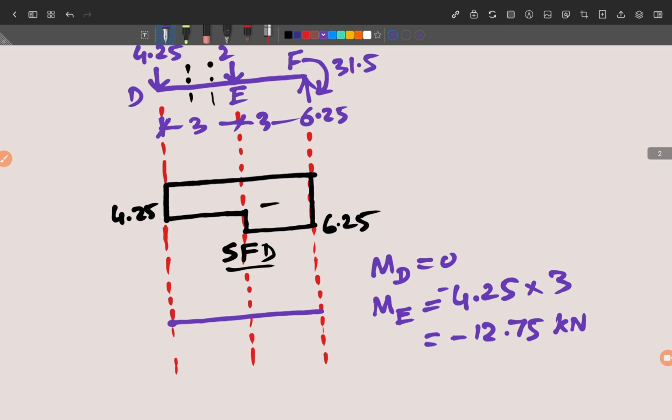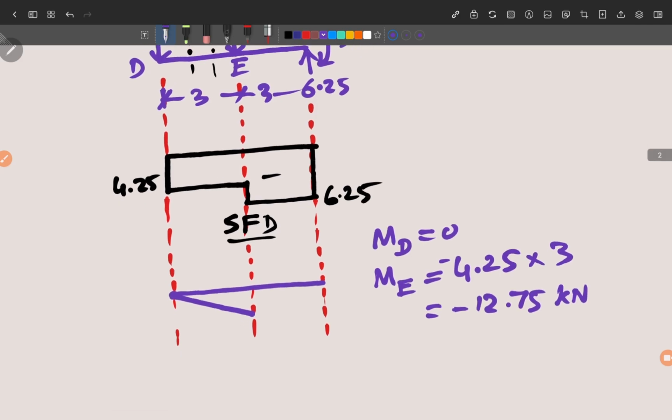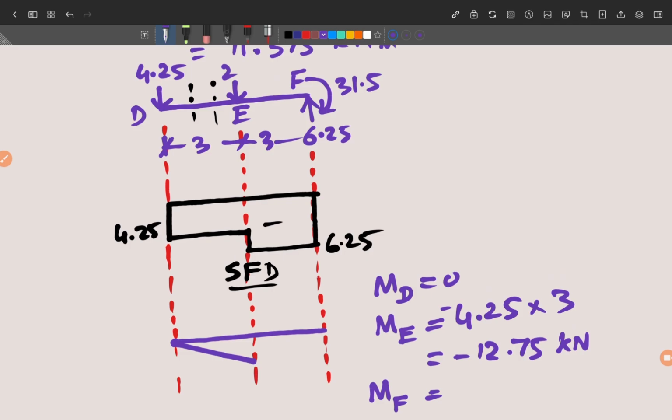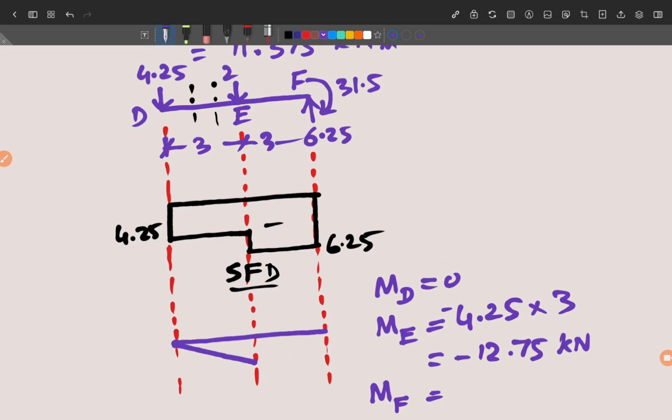It will be a straight line because there is a point load and there is no uniformly distributed load. Only in the case of uniform load will you get the parabola. Otherwise, when there is a point load, it will be a straight line, a sloping line. So from 0 to 12.75 we get this value, a straight line. And then we come to the moment at F. Again, you can take the moment of these forces. There is a force of 4.25 at D, and a force of 2 kilonewton at E. Both of them will give you a moment, and that should be the same as 31.5 if you calculate from the right hand side, because the moment at the support is 31.5. Otherwise, you can check from left and right, and you will get the same value of bending moment.